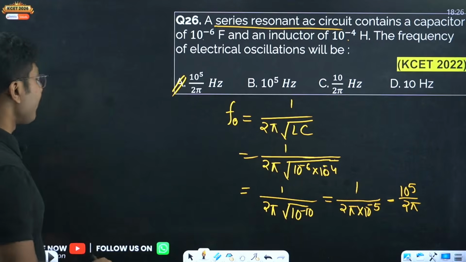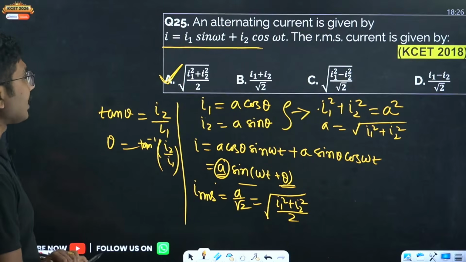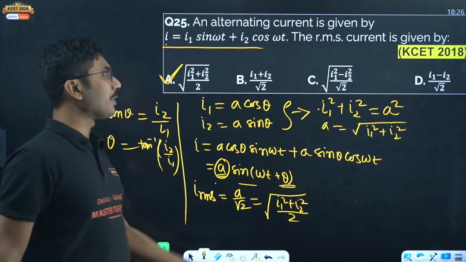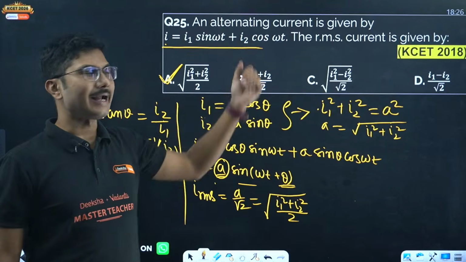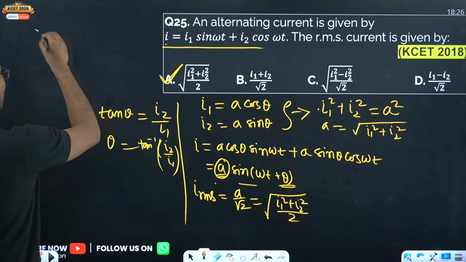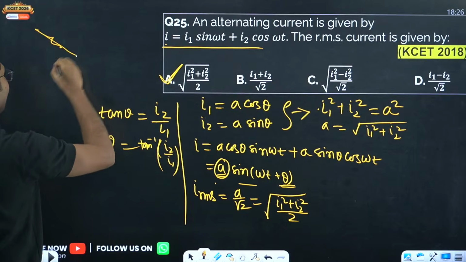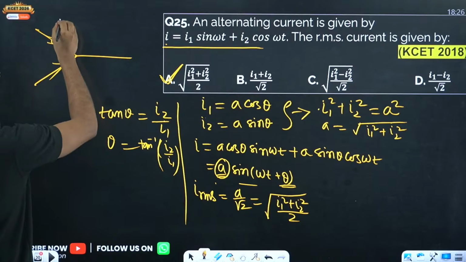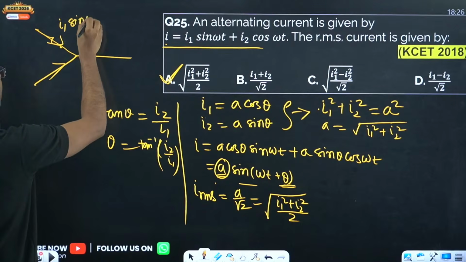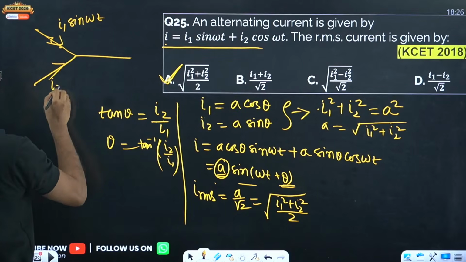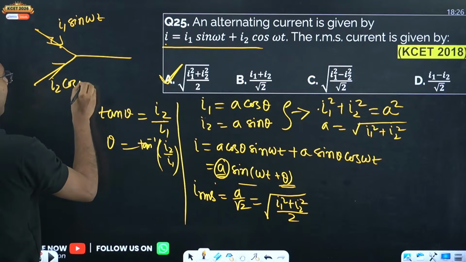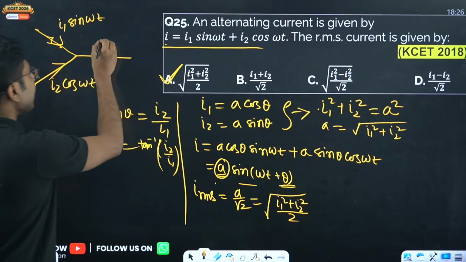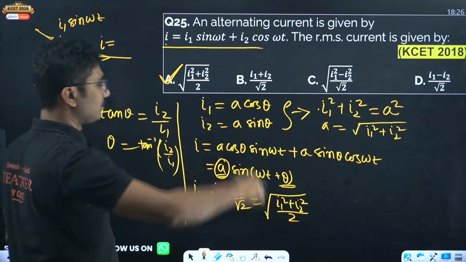Question number 25. What is this? It gives you a current: current is equal to I1 sin omega t plus I2 cos omega t. Basically it says that we have two AC currents coming from two sides and they are merging. So suppose this is I1 sin omega t and this is I2 cos omega t. When they merge, according to Kirchhoff's law, what is the total current? The total current will be given by this equation.